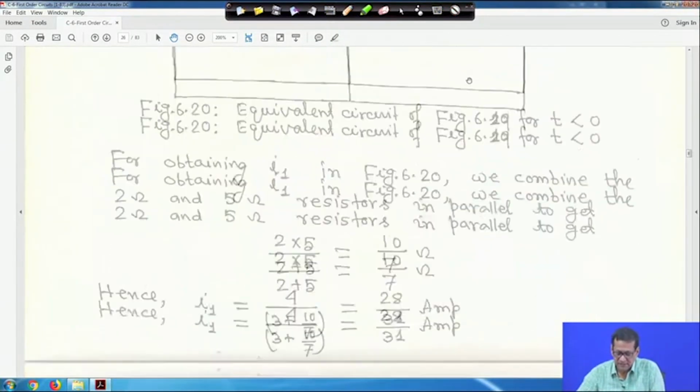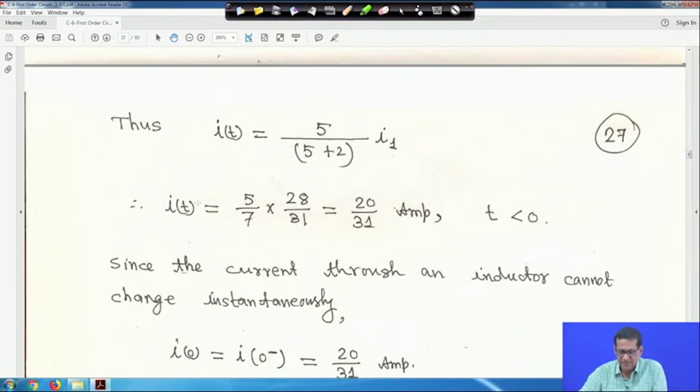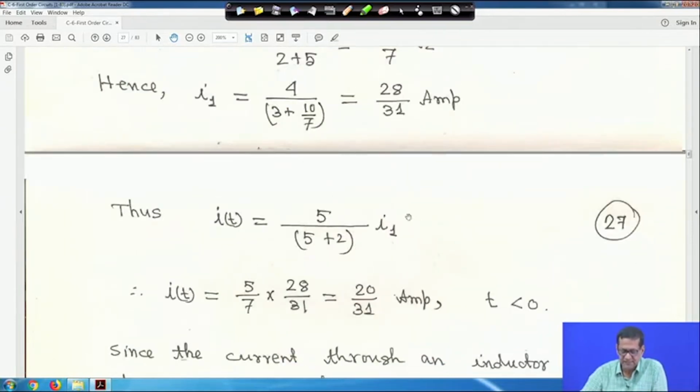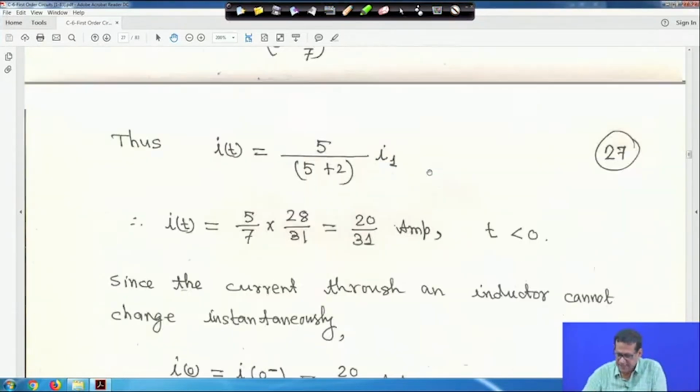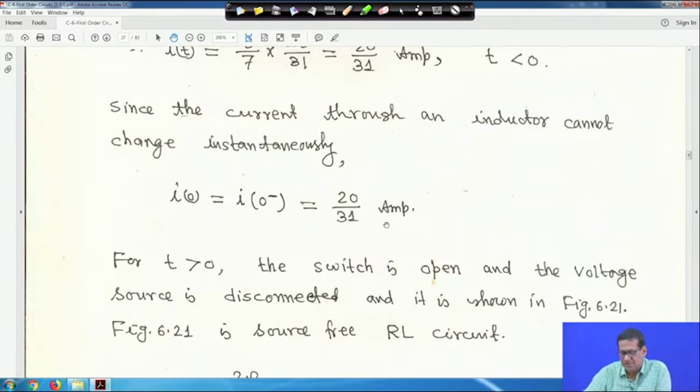So, in this case, this is 5 by 5 plus 2 into I1, so that is your IT. One correction I will make: better you do not put it as I of t, simply write I. So, 20 upon 31 ampere for t less than 0. It is the initial condition. By mistake I have made it I of t, so better not write t, simply put I. Since the current through an inductor cannot change instantaneously, I0 plus is equal to I0 minus is equal to 20 upon 31 ampere. This is the initial condition.